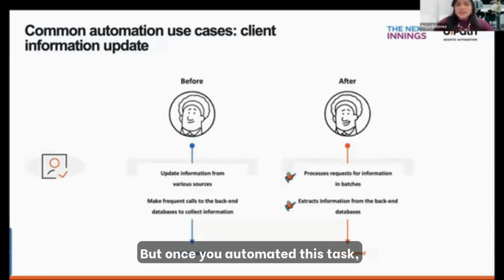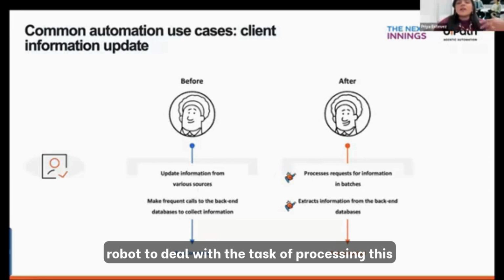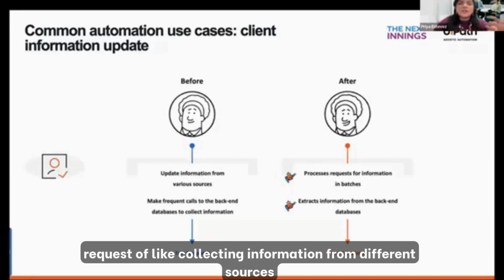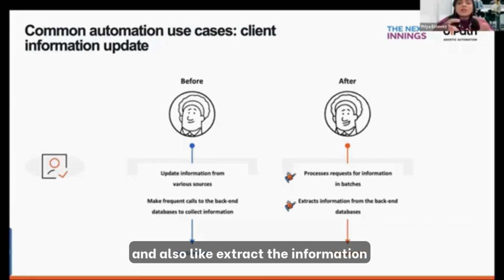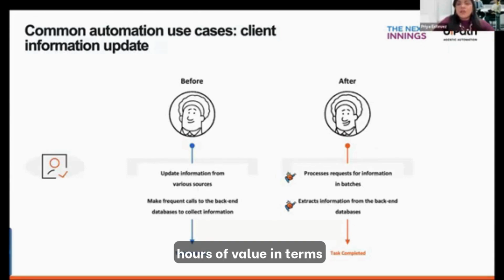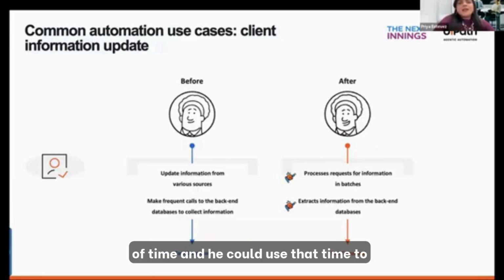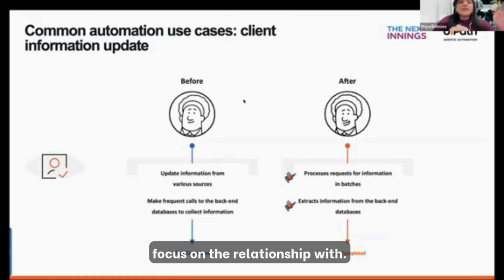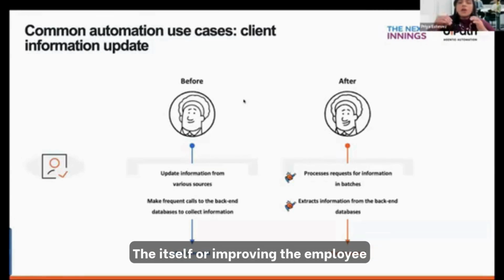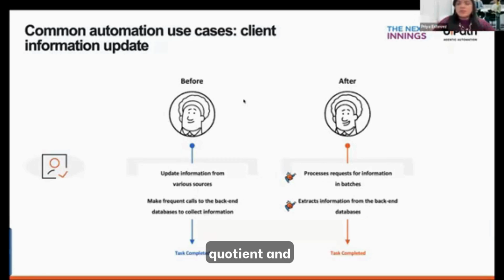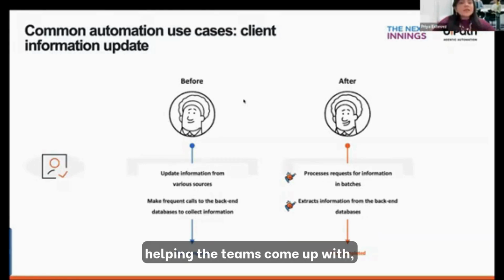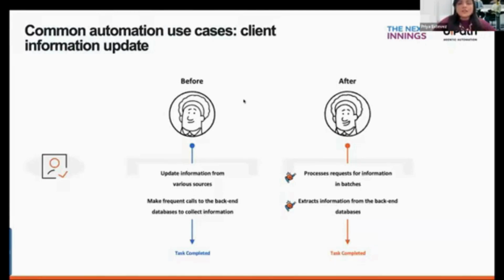But once you automated this task, he can build the robot to deal with processing this request, collecting information from different sources and extracting the information from the database using the DB calls, and then complete this task in minutes. So now he saved hours of value in terms of time, and he could use that time to focus on the relationship with the client itself or improving the employee quotient, and helping the teams come up with other valuable use cases.